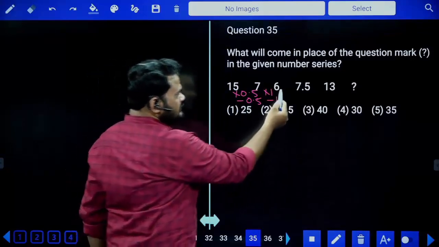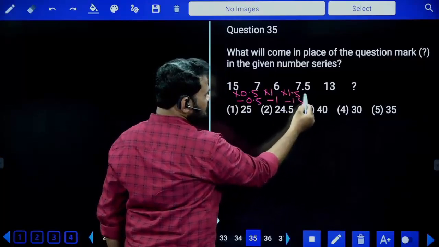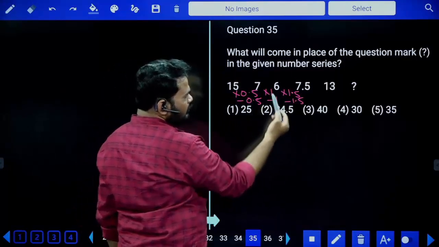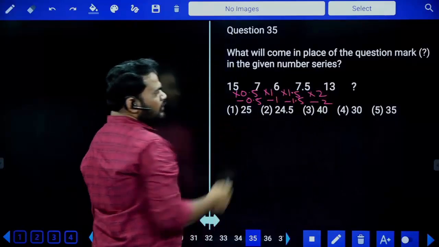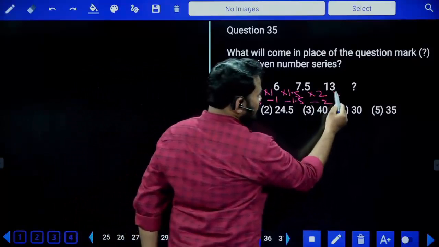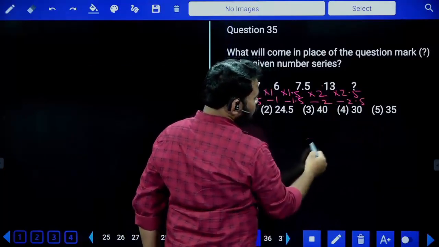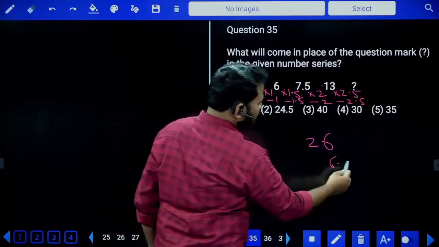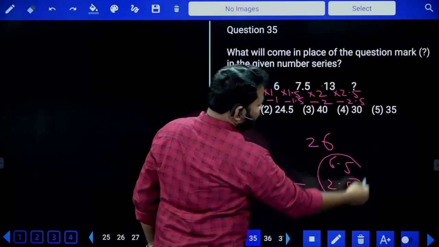After that, 6 into 1.5 is 9, minus 1.5 is 7.5. Into 0.5 minus 0.5, into 1 minus 1, into 1.5 minus 1.5. Obviously it will be into 2 minus 2. 7.5 into 2 is 15, minus 2 is 13. After that, into 2.5 minus 2.5 is required. 13 into 2 is 26. Half of 13 is 6.5, and then minus 2.5 is required. Then it will be 4.